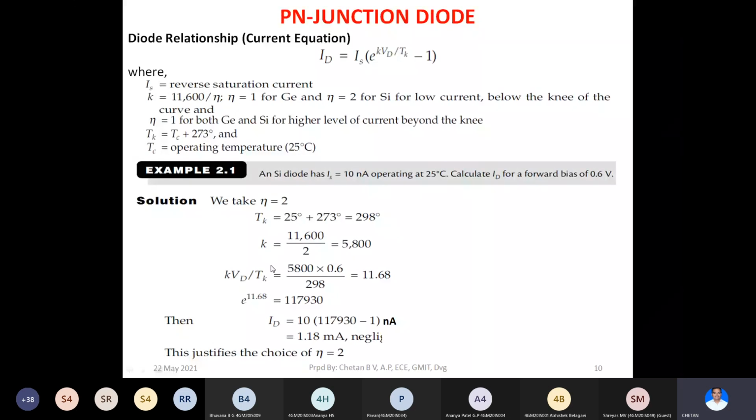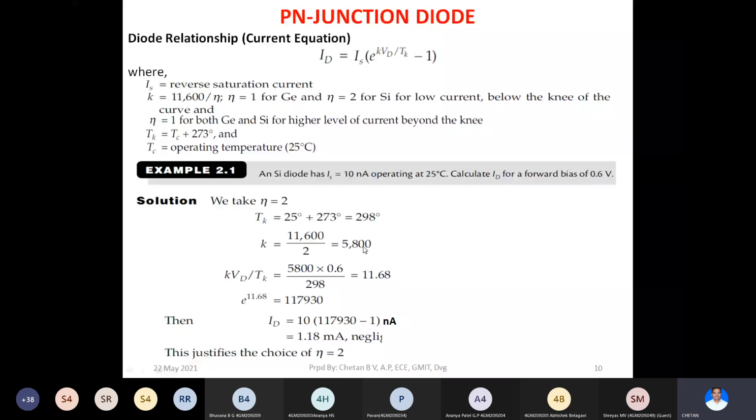Then afterwards calculate k. So what is k? k is the Boltzmann constant, which is 11,600 divided by eta. Take eta 2, as this is a silicon diode. Therefore, k will be equal to 11,600 divided by 2, which will be approximately 5,800. You may cross verify this using a calculator.